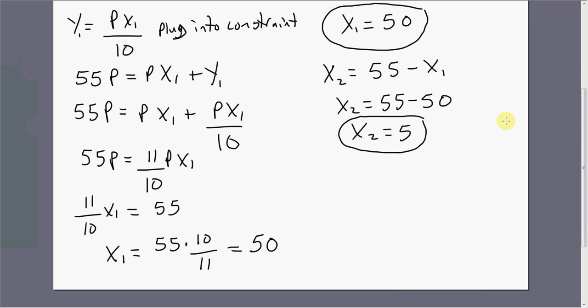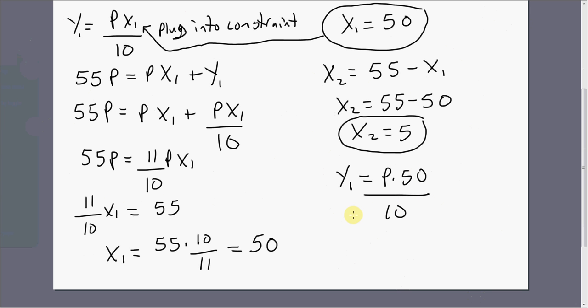Another thing we could do here is take this 50 and plug it back in either to the constraint or this function over here. Let me plug it in here. We're going to get y1 equals p times 50 over 10. And we got consumer 1's demand for good Y. Remember, p is the price of good X divided by the price of good Y. So indeed, if the price of good Y went up, the consumer would buy less good Y.